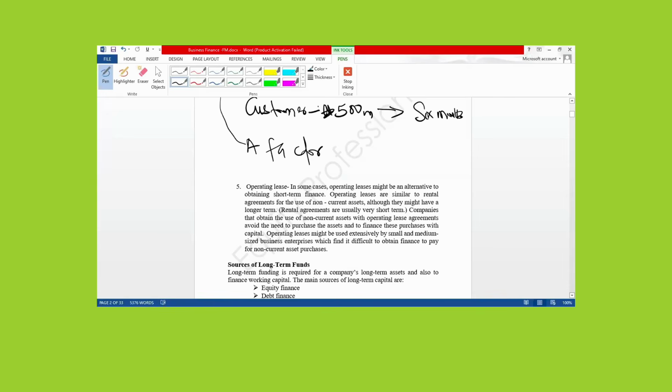Operating leases might be used extensively by small and medium-sized business enterprises as a means of financing, as a means of obtaining the use of non-current assets. All right.